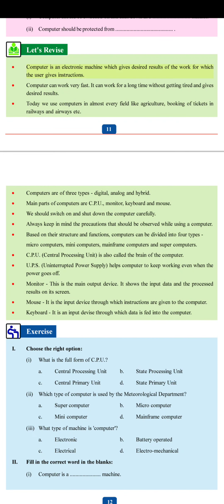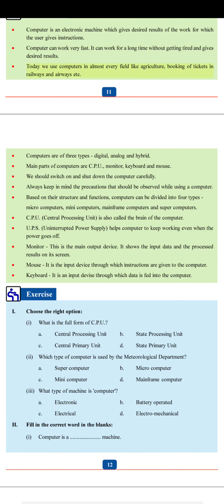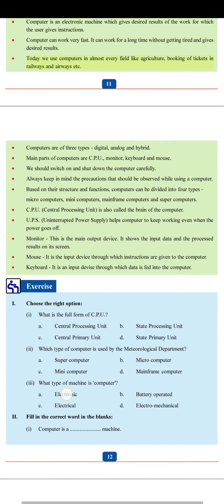Computer is an electronic machine which gives desired results of the work for which the user gives instructions. Computer can work very fast. It can work for a long time without getting tired and gives desired results. Today we use computers in almost every field like agriculture, booking of tickets in railways and airways etc.